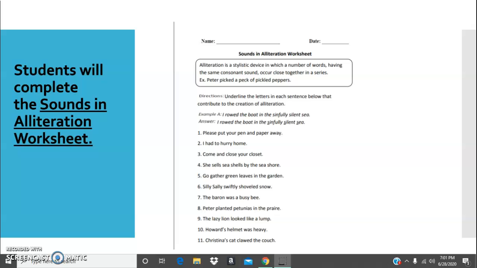Now you are going to complete this worksheet on your own. The title of the worksheet is Sounds and Alliteration Worksheet. Make sure you use your notes in your reading notebook to help you. You will be doing the exact same thing that we've been working on today. You will read the sentence and underline the beginning letter that is creating the alliteration in each sentence. Good luck!